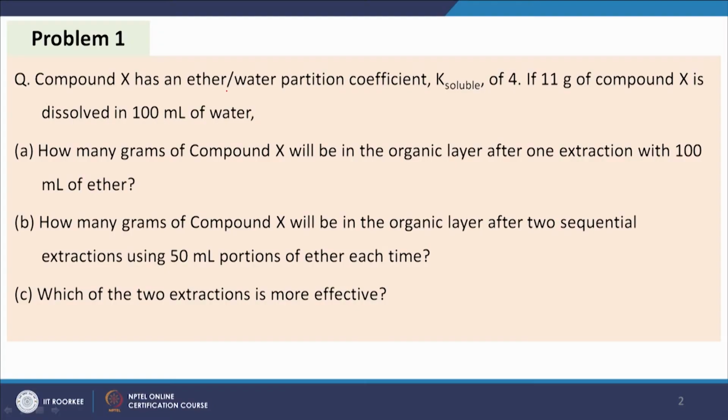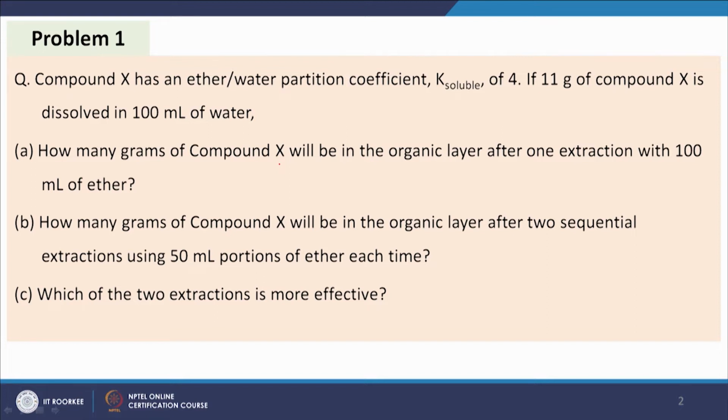Everyone, today we will solve some numerical problems based on the discussion we have made in the last 4 classes. So, problem number 1. Compound X has an ether water partition coefficient K of 4. If 11 gram of compound X is dissolved in 100 ml of water, then how many grams of compound X will be in the organic layer after one extraction with 100 ml of ether?